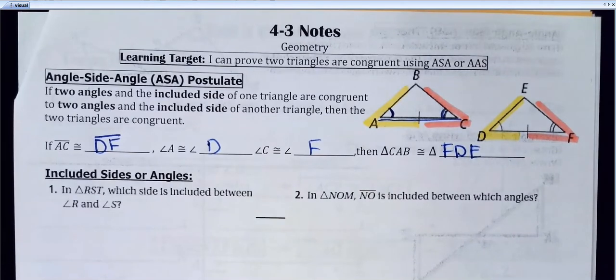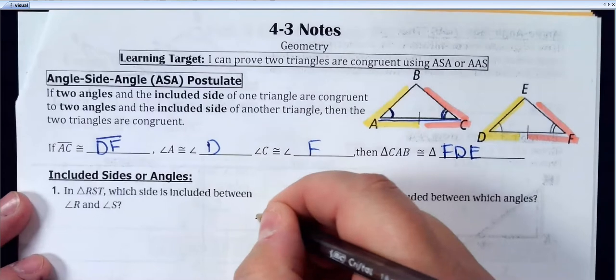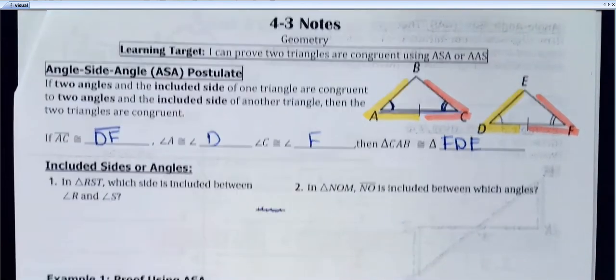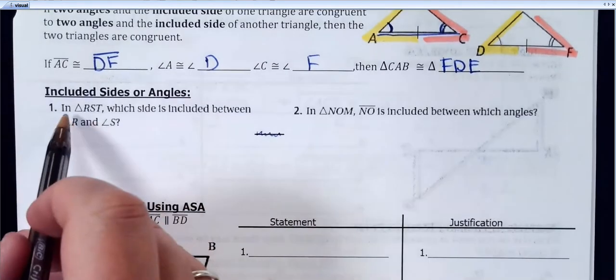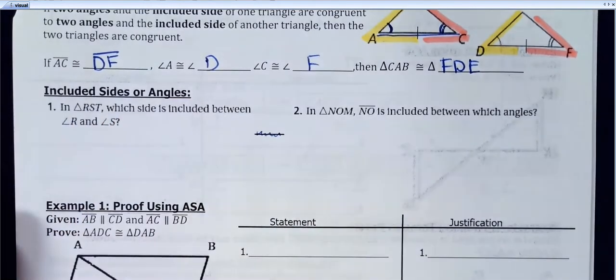To start out here, I don't have a proof. I just want to ask you a quick question if you understand what I mean by the included side. And sorry guys, there's like a random line here. I don't know what that copied out. That's not anything. So it says triangle RST, which side is included between angle R and angle S?